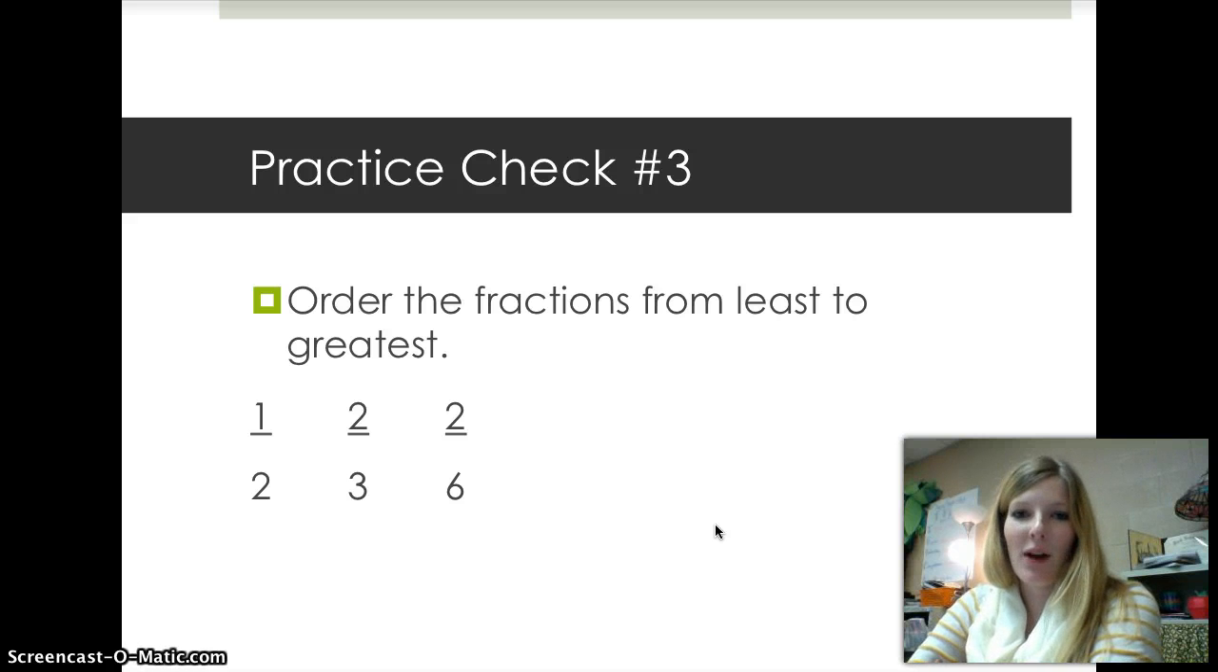Let's try a problem. This one has 3 numbers, so it's going to be one more step for you. I want you to order the fractions from least to greatest. Pay attention to those directions. The 3 fractions are 1/2, 2/3, and 2/6. Write those down in your math notebook for problem check number 3. Pause the video while you work it out and try and get them in order.